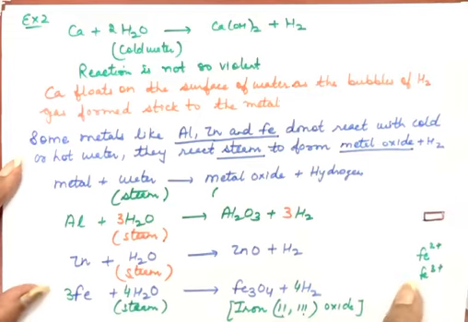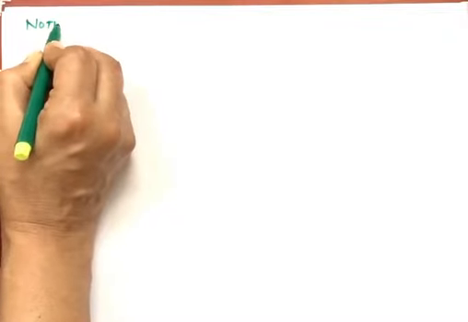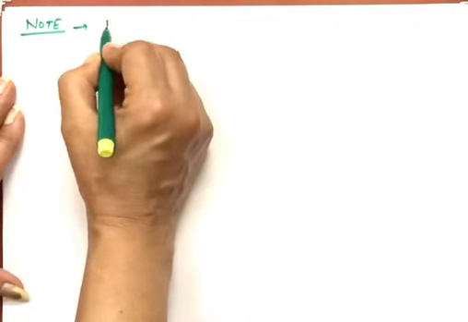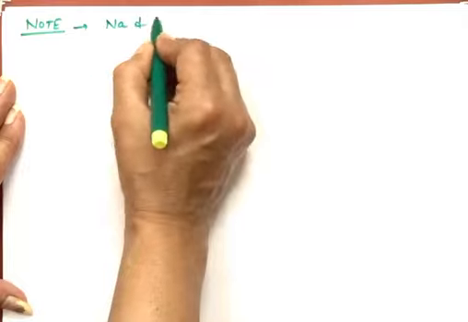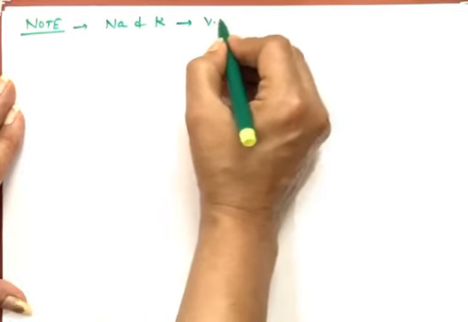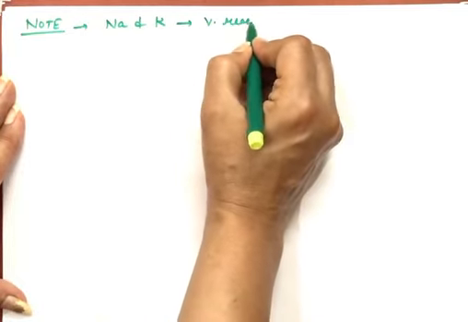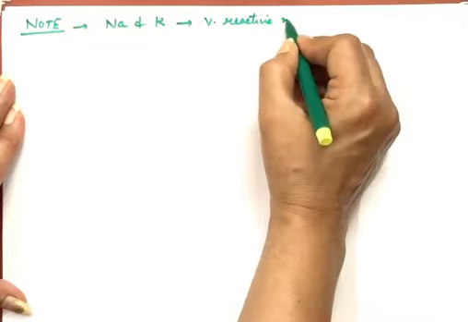Now one note we have here is sodium and magnesium. They are very reactive metals, and we have done that their reaction with water is very violent and highly exothermic in nature.